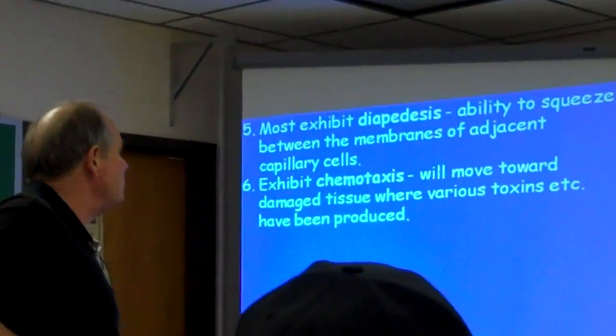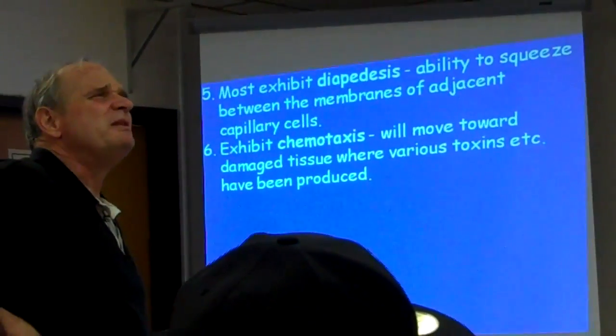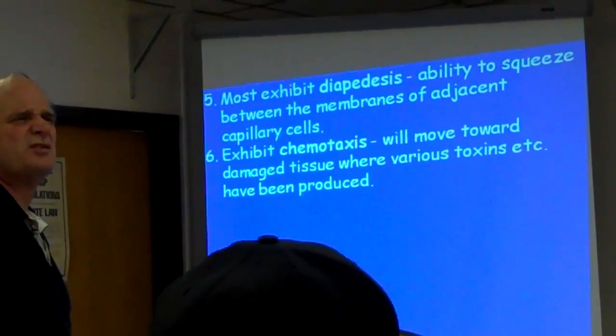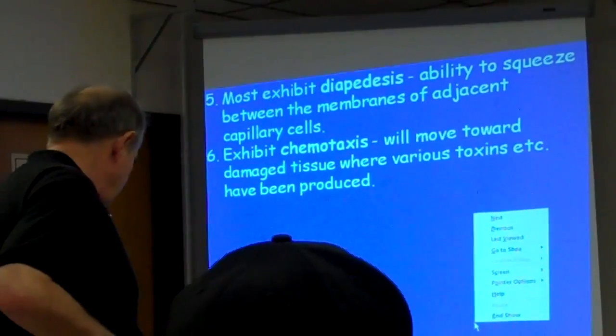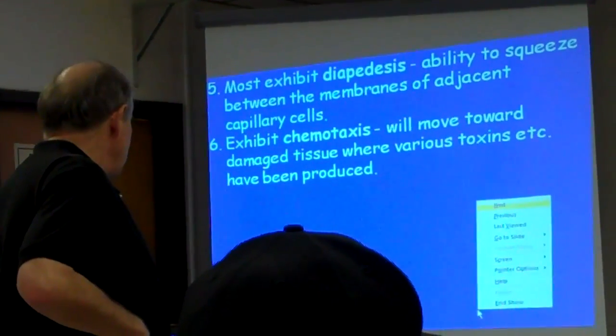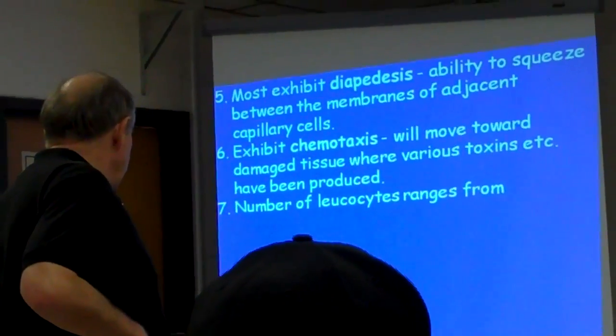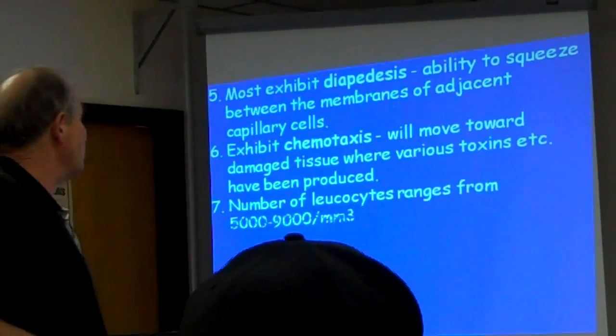White blood cells also exhibit chemotaxis, which means they move toward tissue that's damaged, where there are toxins. That's the chemotaxis idea.